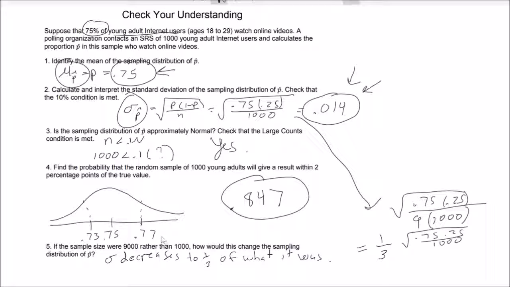And then what about the mean? They're really asking about the mean here. Does the mean change when you take a bigger sample size? No. It would be less variable, which is what we're showing here, but the mean proportion would be the same. So I'm going to add that in here. Mu sub p hat is unchanged.